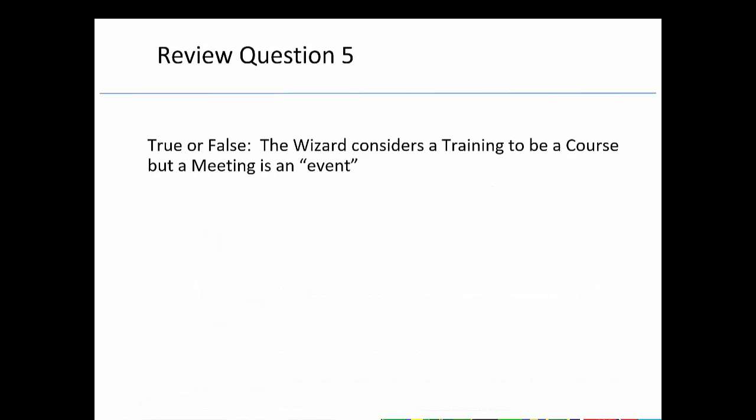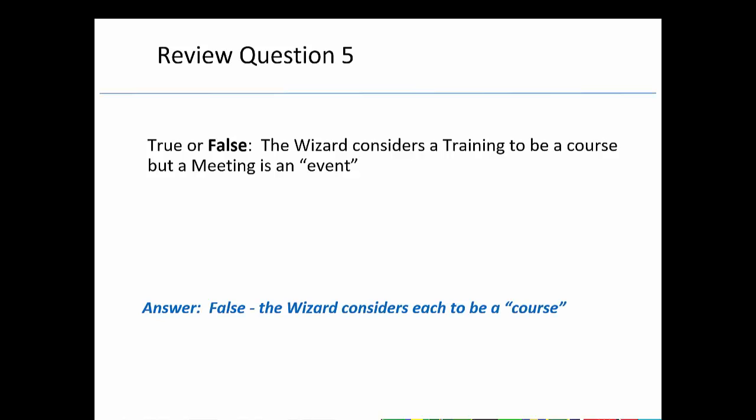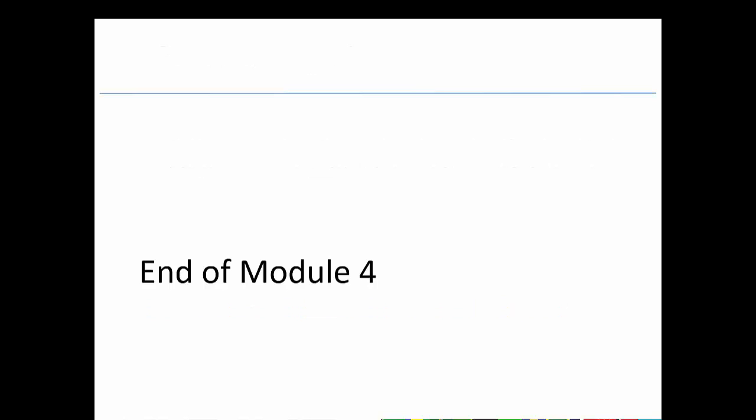And last, question 5, true or false? The wizard considers a training to be a course, but a meeting is an event. And this is false. Keep in mind that the wizard considers each of these to be a course. Functionally, you may think of a meeting as an event and a training as a course, but the wizard considers each of these to be a course. This is the end of Module 4.